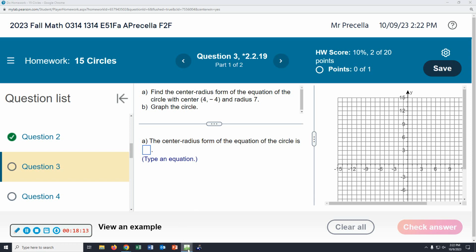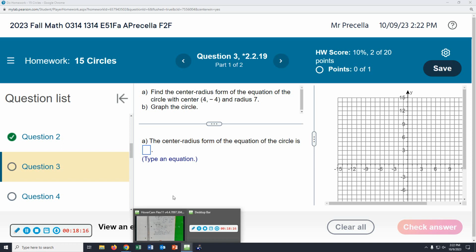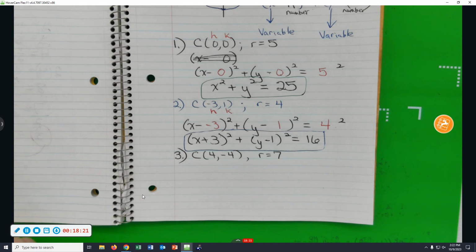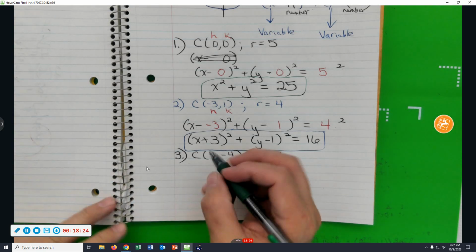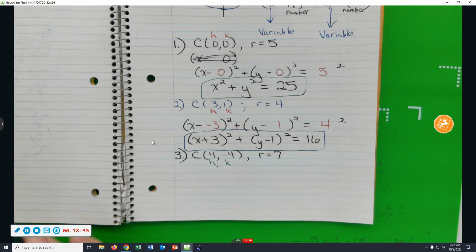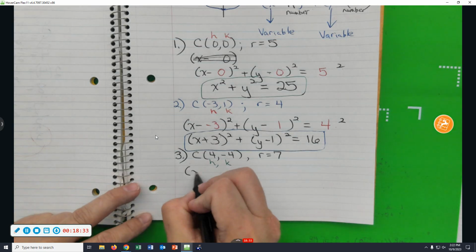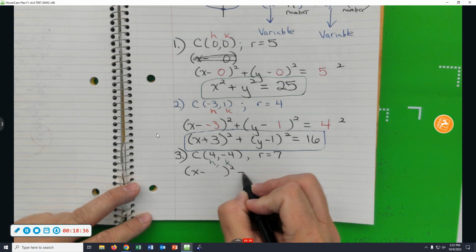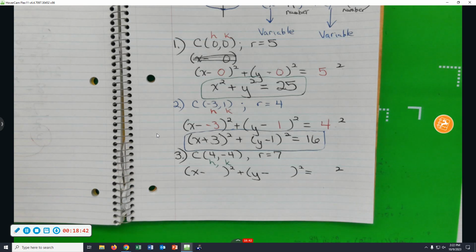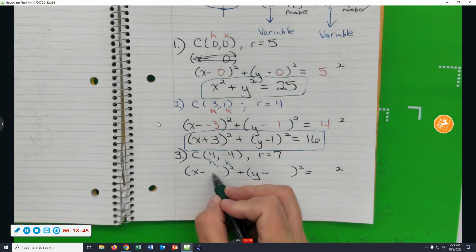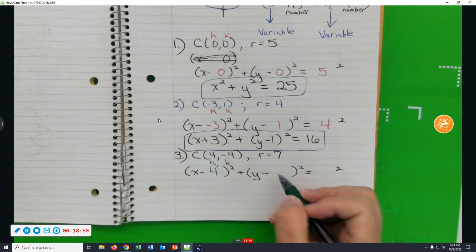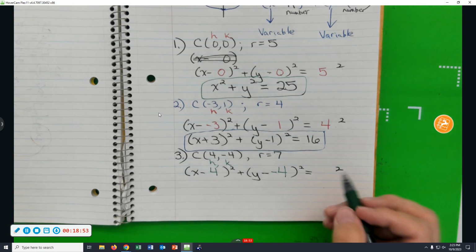I'll switch over to my paper. Make sure I don't miscopy it. Okay, there. So, what number's acting like H? 4. What number's acting like K? -4. And my radius is 7. So I have x minus, y minus. What's going to go here? 4, the x coordinate. What'll go here? -4, the y coordinate.